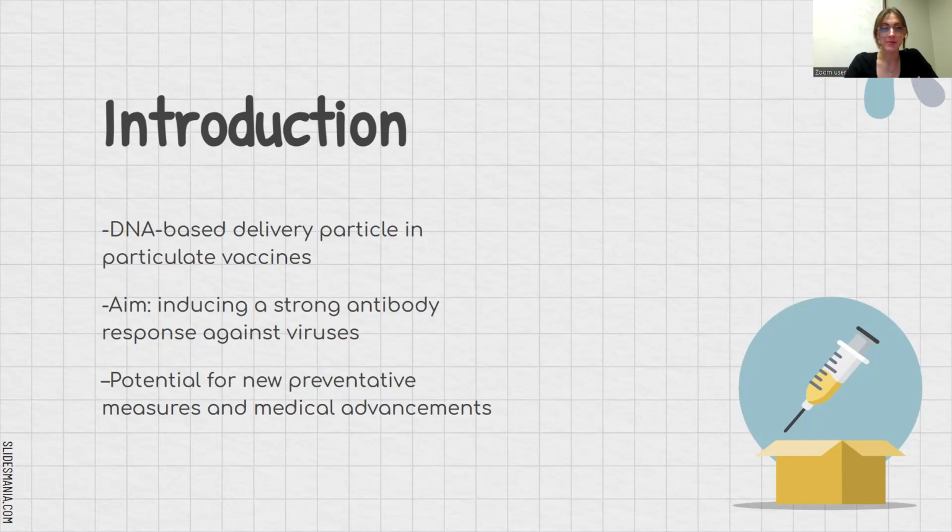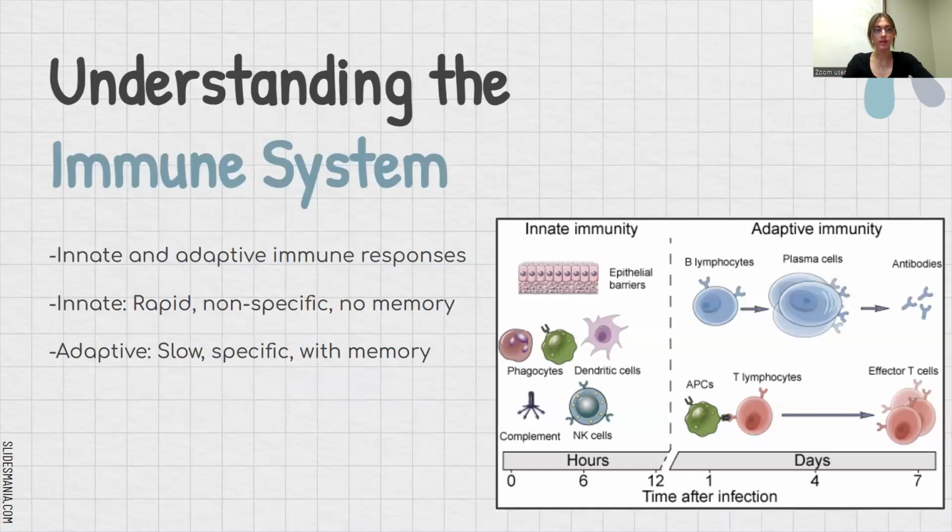So basically, a particulate vaccine contains tiny particles of dead or weakened microorganisms, which the immune system will recognize as foreign and then initiate an immune response to. So for you to better understand this, it's important to understand some key points about the immune system as well.